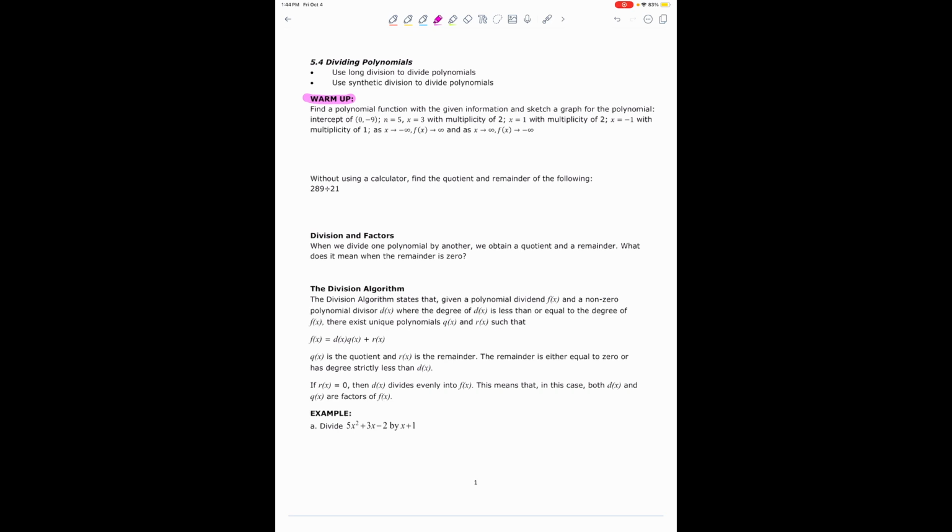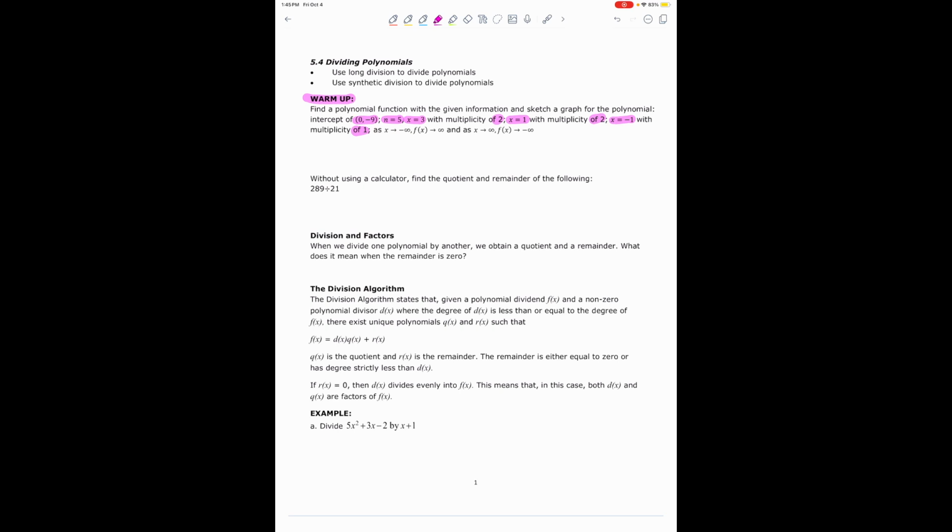Find a polynomial function with the given information and sketch a graph of the polynomial function. The intercept is (0, -9). That is, of course, the y-intercept because the y value is -9 and the x value is 0. The degree of the polynomial is equal to 5, and x equals 3 is one of the zeros with multiplicity of 2. x equals 1 is another zero with a multiplicity of 2. x equals -1 with a multiplicity of 1.